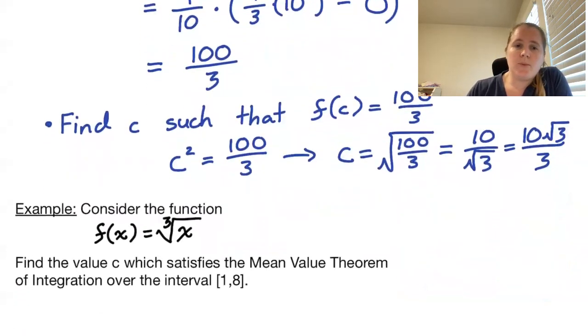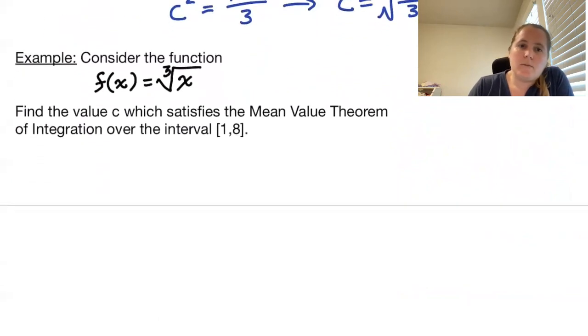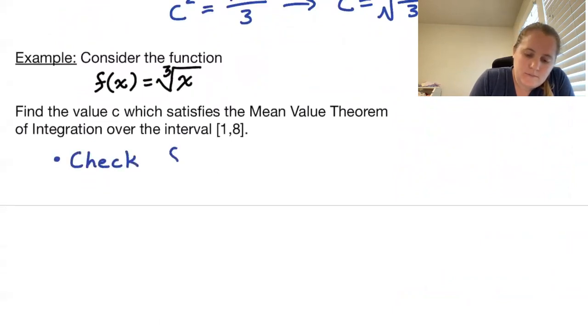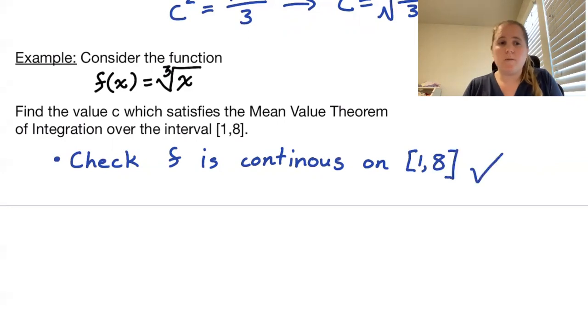Let's do one more example. Let's consider the function f of x equals the cube root of x, and our job is to find the value c, which satisfies the mean value theorem of integration over the interval 1 to 8. So again, the first thing we need to do is check f is continuous on the interval 1, 8. Well, the cube root function is continuous everywhere, so we're good.